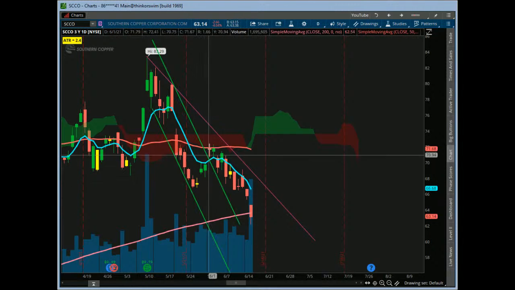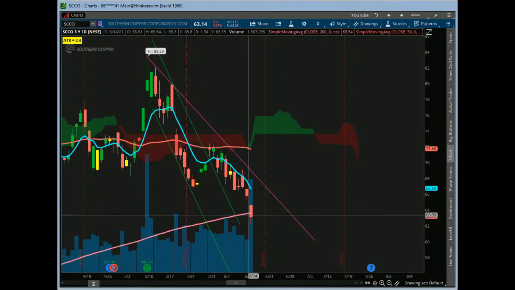Kind of look at it as trying to get back, right? So it failed breakout right there. It might come back, retest. Let's see if we can get back over the 200-day on this one. So good stuff there. Ken, what's going on?